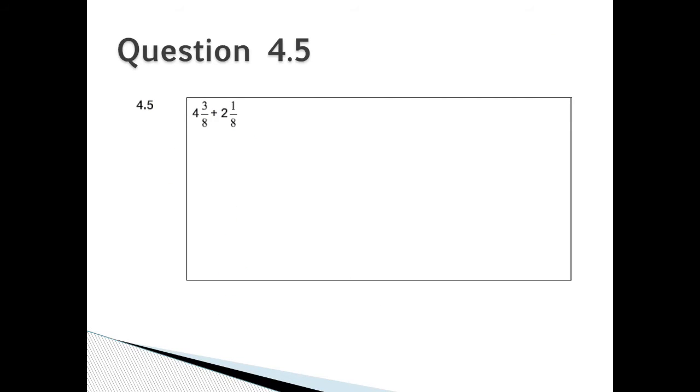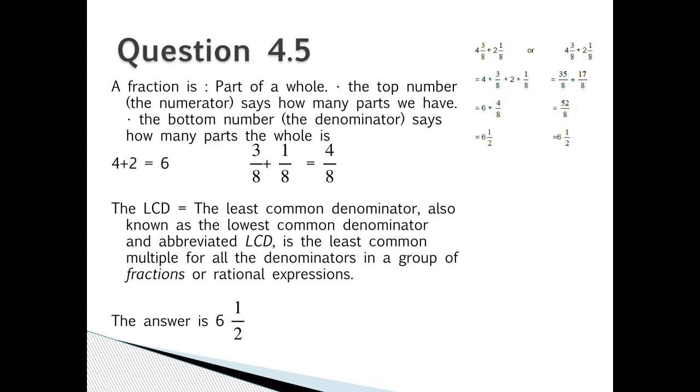Question 4.5. 4 and 3 over 8 plus 2 and 1 over 8 will give you. A fraction is part of a whole. The top number, the numerator, says how many parts we have, and the bottom number, the denominator, says how many parts are in the whole. So 4 plus 2 is equal to 6. 3 over 8 plus 1 over 8 is equal to 4 over 8.